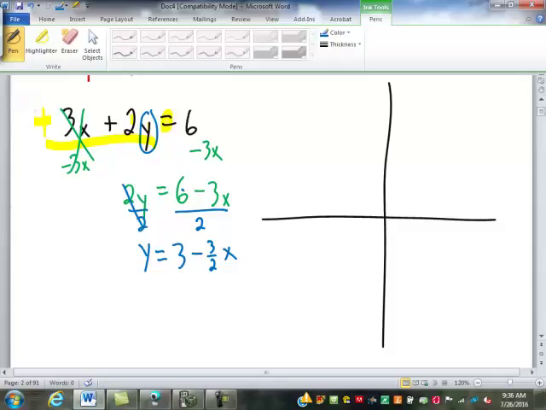So where do I start over here? I start at positive 3 up there. And from there I go down 3 over 2. Good. Even though it's the second number, the negative 3 over 2 is the slope because it is multiplying the x.